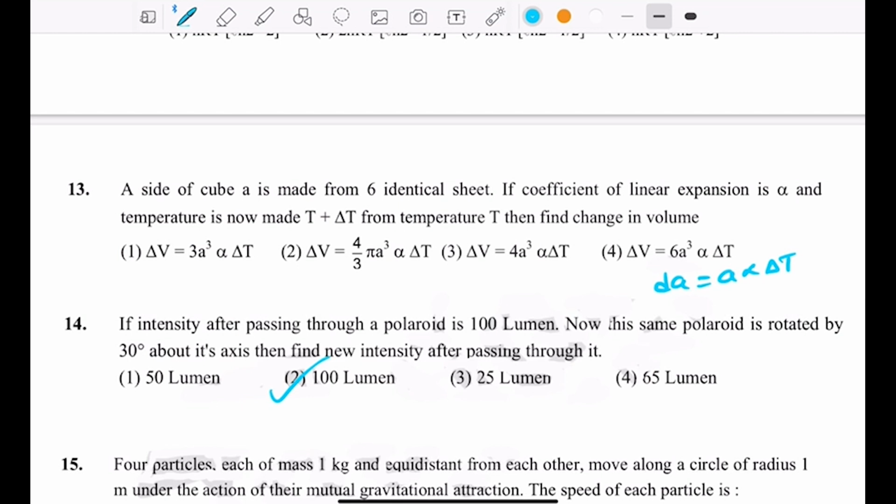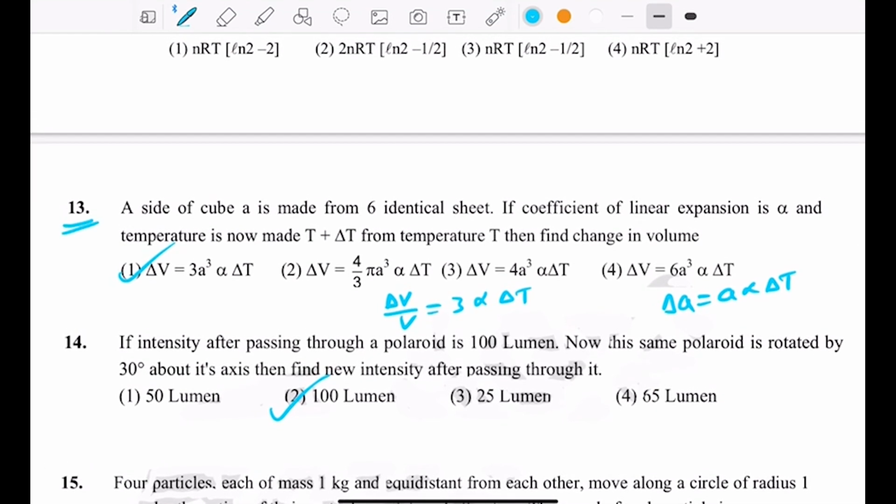Now we know we can apply error analysis. Delta V by V is equals to 3 times of delta A by A. Delta A by A will be alpha delta T. So from here V is equals to A cube, so 3A cube into alpha delta T. Yes, this one is the answer. So I'll come back to this later. I have a little bit of doubt.